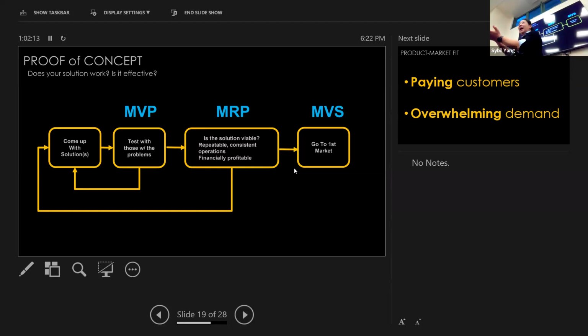Now, does that output actually solve the underlying problem that you've identified as your consumers having, right? So come up with those solutions and then you test. So you come up with some sort of minimally viable product, minimally viable service, minimally viable whatever prototype to test your hypotheses, right? You test it out with potential customers.